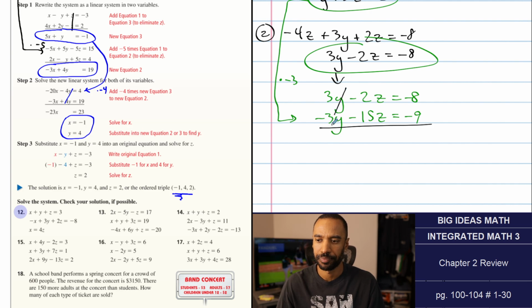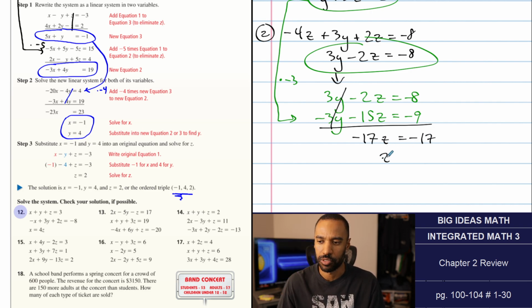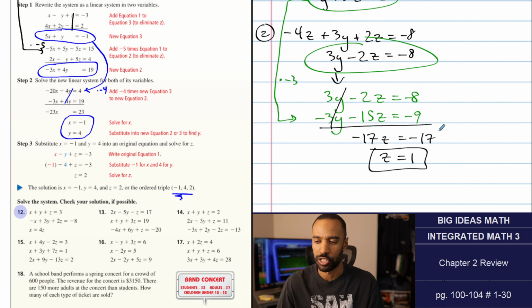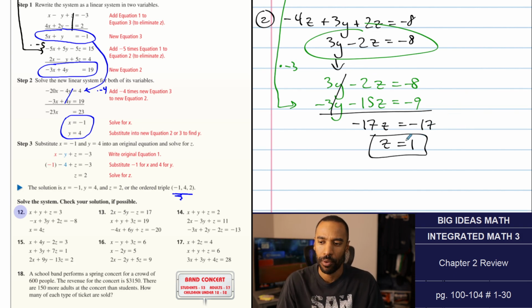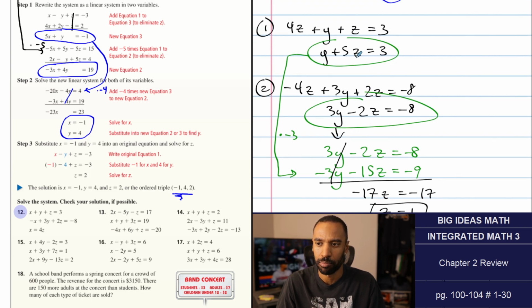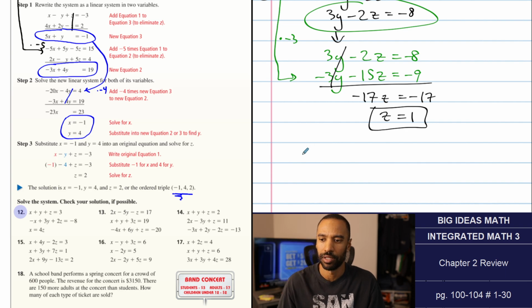The y's eliminate. Negative 2z minus 15z is negative 17z. And negative 8 minus 9 is negative 17. Divide by negative 17 on both sides, you get z equals 1, which is a nice integer value. We got one of our solutions for our system. To solve for y, we now got to substitute 1 for z into preferably one of these equations here. How about that top one? y plus 5z equals 3. So y plus 5 times 1 equals 3. 5 times 1 is 5. Subtract 5 from both sides, you get y equals negative 2.